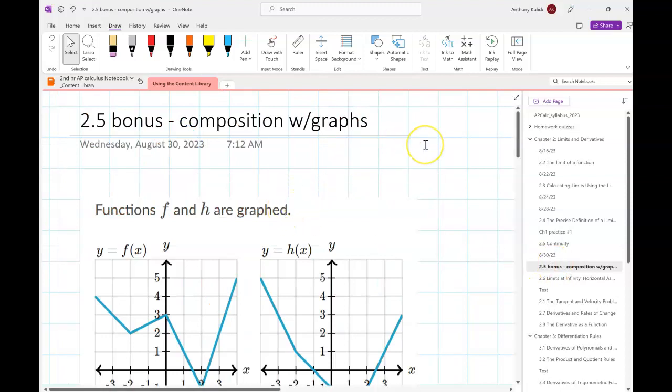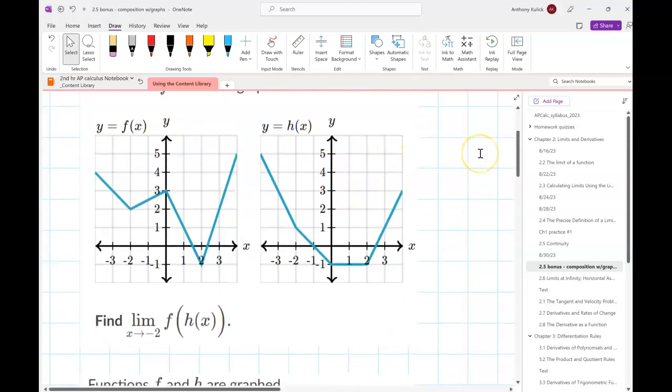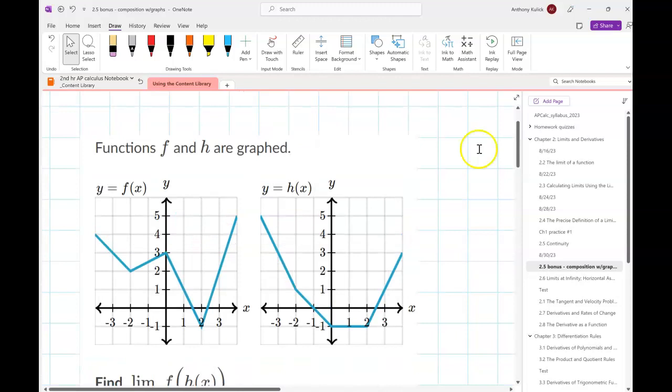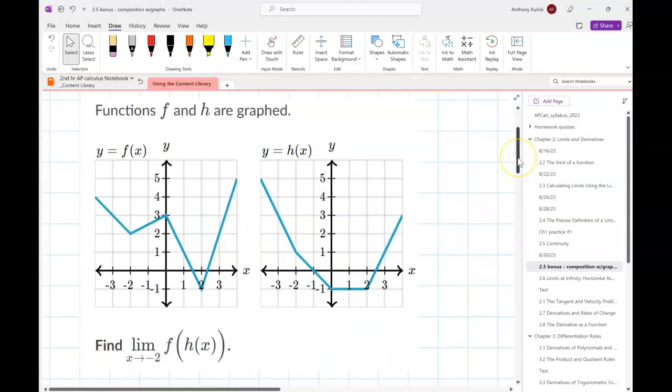So I want to do some bonus composition, or limit of compositions, here, because this can be a little bit tricky. I just have a bunch of examples where we're given graphs rather than functions. If I look here at f of x, what do I notice? It's continuous. If I look at h, what do I notice? It's continuous.